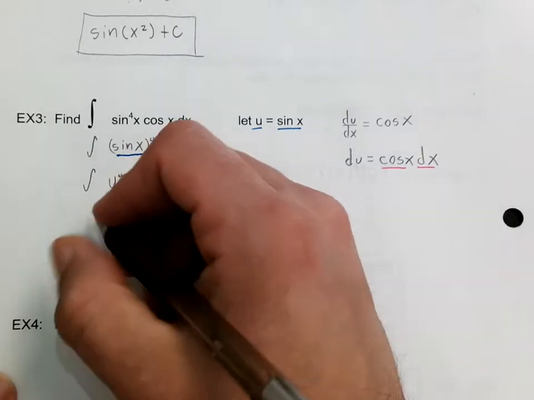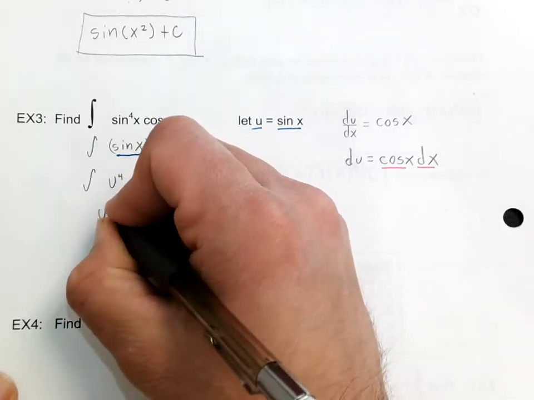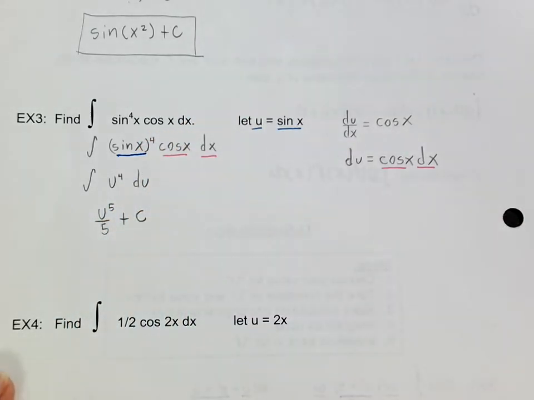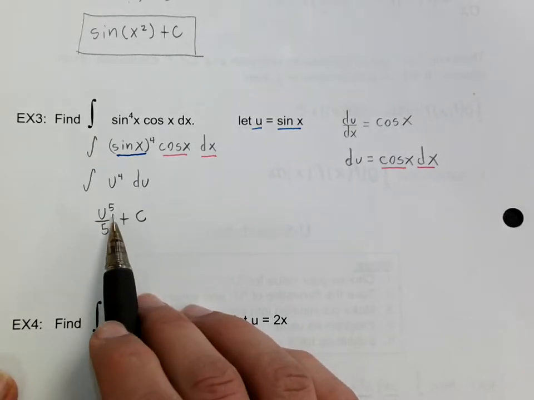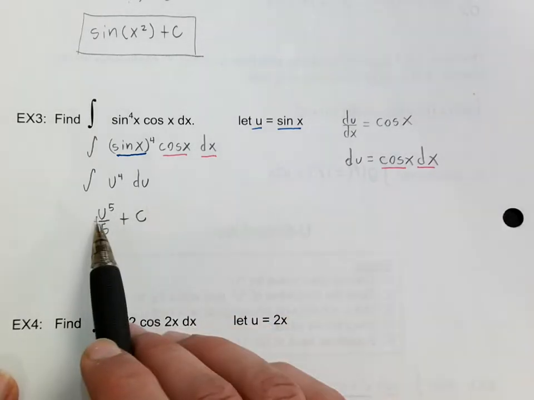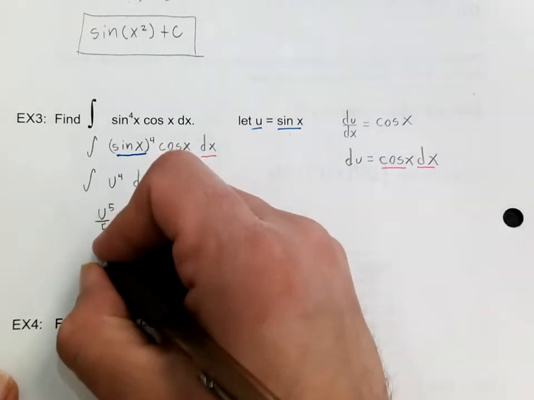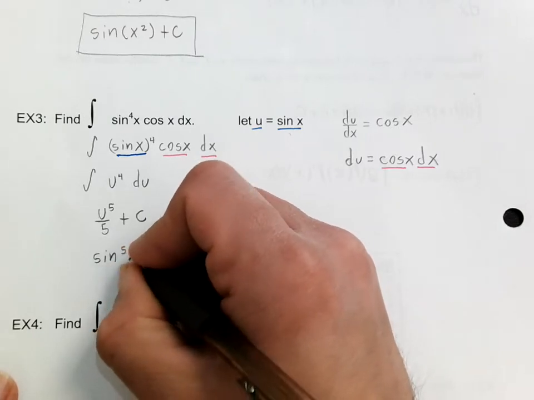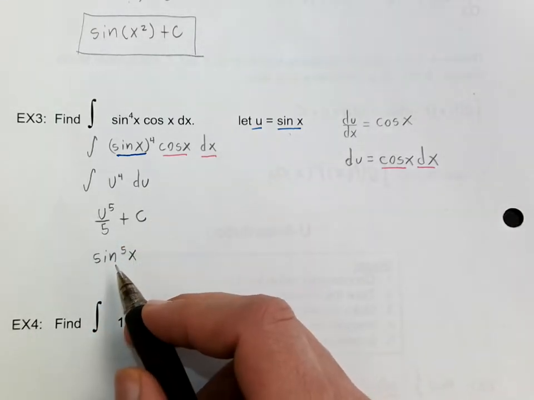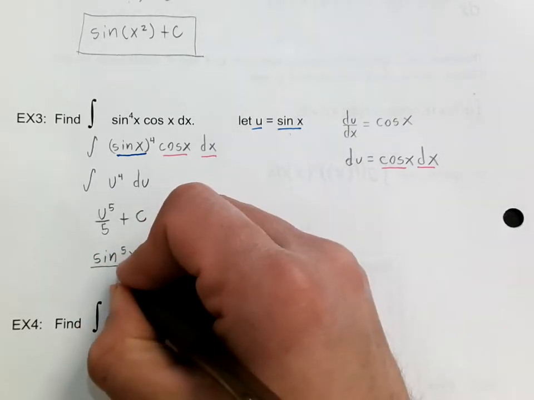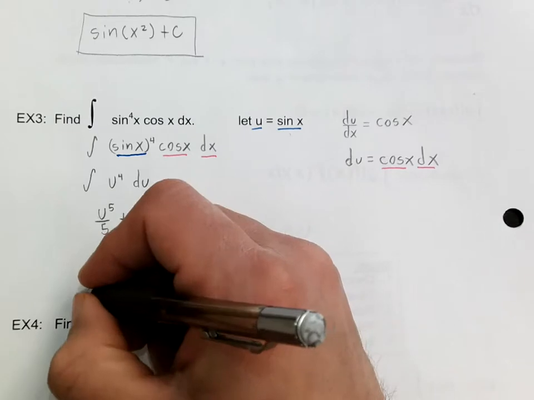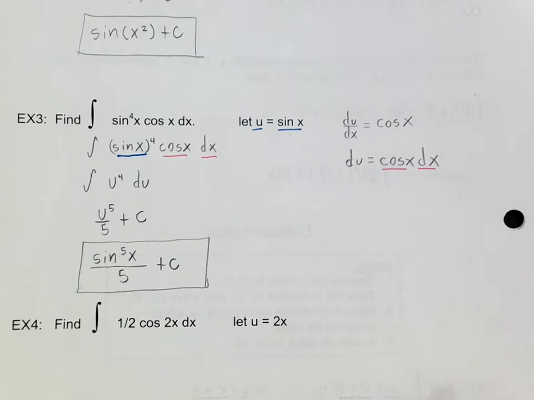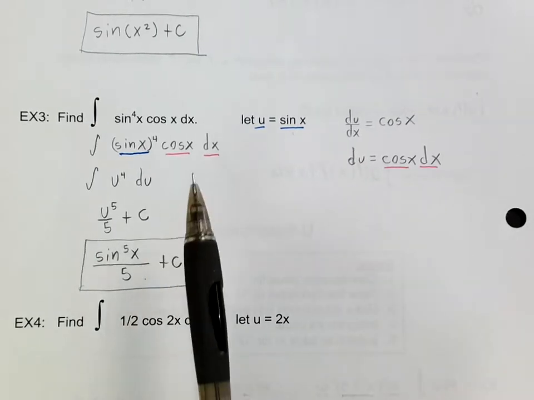So if I integrate this, I'm going to have u to the 5th power over 5 plus c. And then now I'm going to replace this back. So I'm going to replace u with sine of x. So we have sine of x to the 5th power, which I can write like this, over 5 plus c. Alright, so this is your answer again. And one more time, if you wanted to check this, you could do the chain rule. Right, so do the chain rule on this, and that should give you back to that.